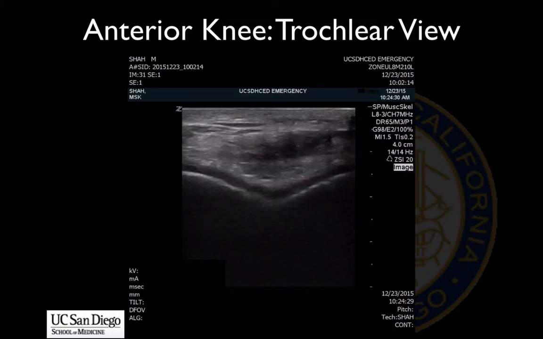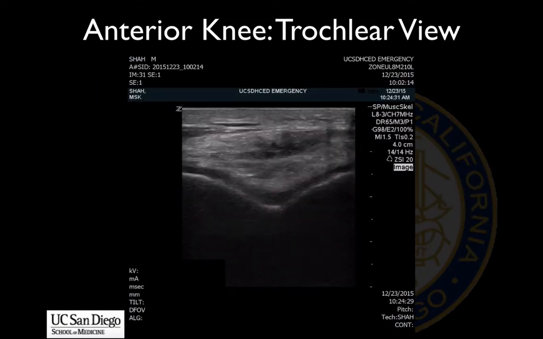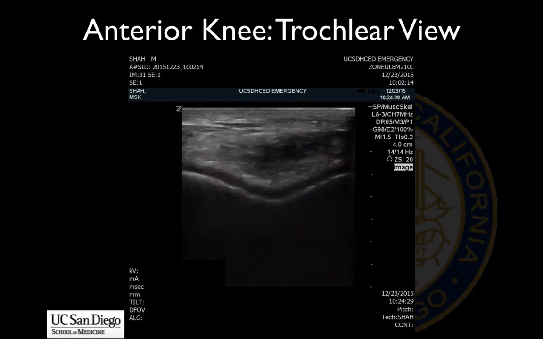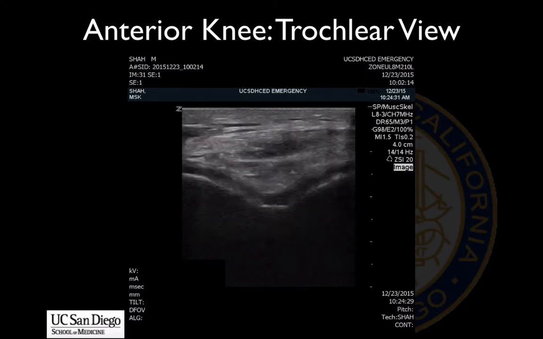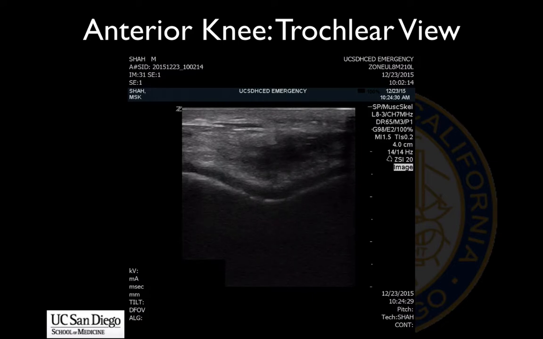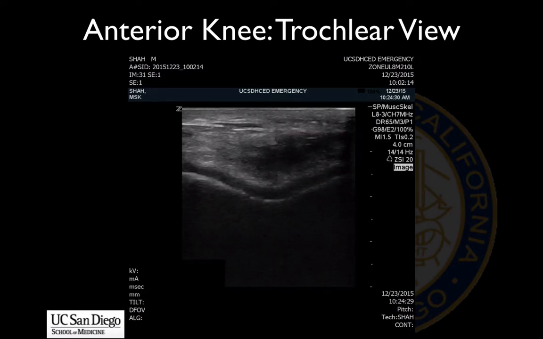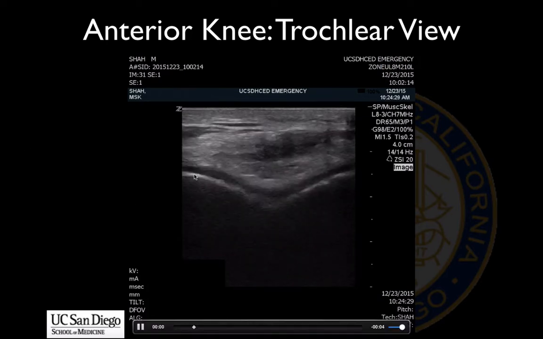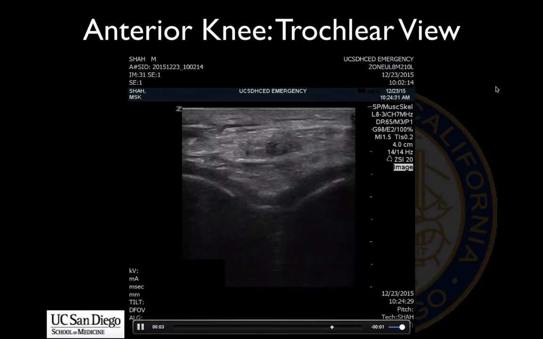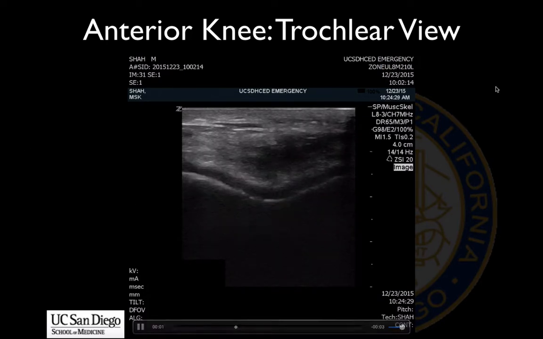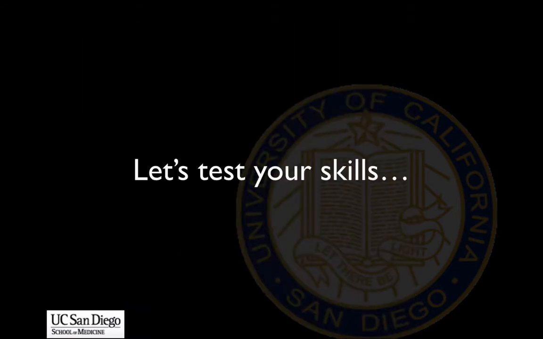And here's a video clip demonstrating that same anatomy. Again, here you can appreciate how uniform the space is throughout both the lateral and medial aspects of the joint. Now, let's go on to a few examples of cases and see how you can test your skills.